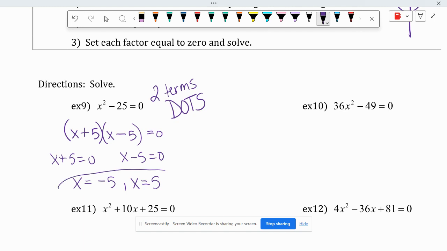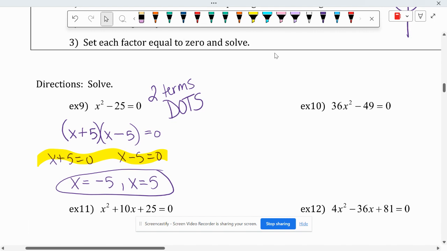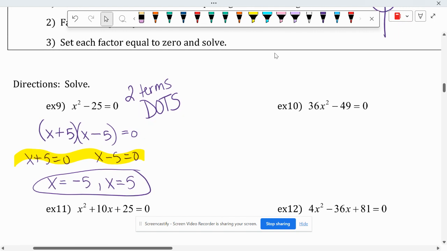Good job. If you can skip this step right here, do it. I'm hoping that you guys can get to that point where you don't have to write that down every single time. Okay? Let's look at example number 10.